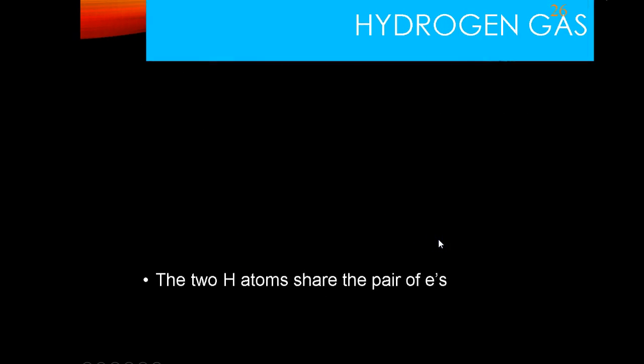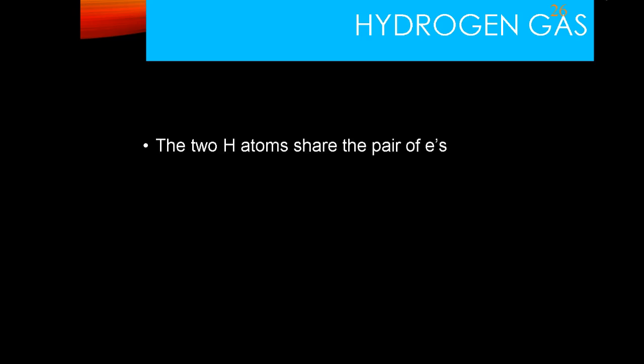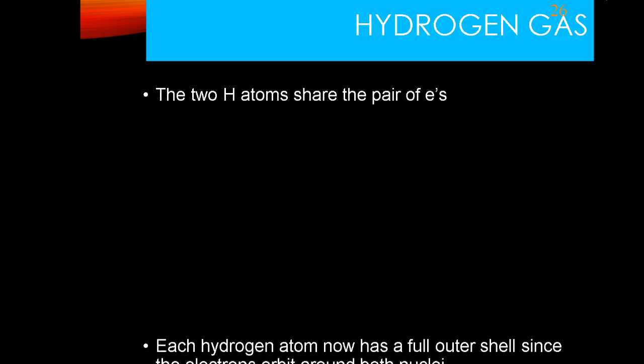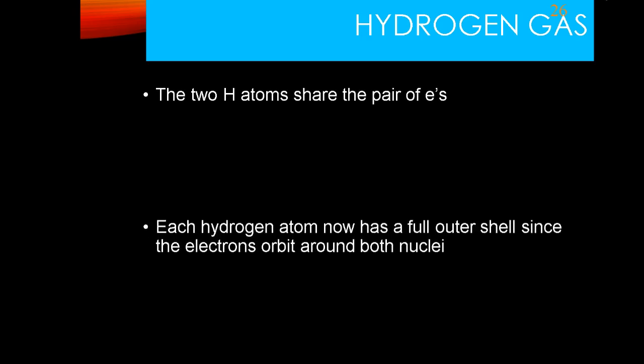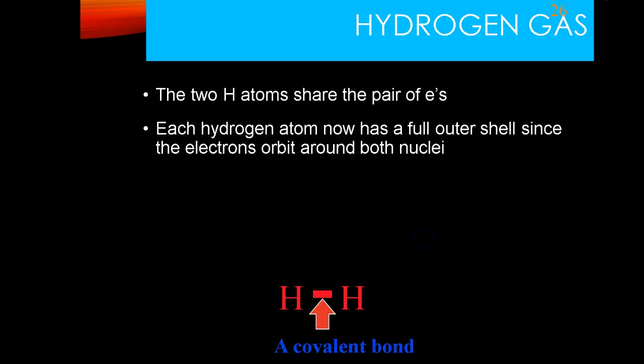Okay, another way that we can illustrate hydrogen gas. I'd already said that, but we can illustrate hydrogen gas with this solid line or solid bar between both atoms. On the previous screen we showed that the hydrogen's outer shells were actually overlapping and the electrons were orbiting about both nuclei.